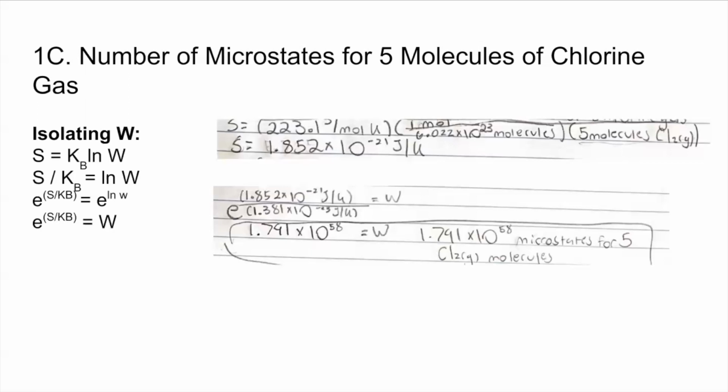To summarize, the problem asks for the number of microstates in a given system. A microstate is a unique arrangement of molecules or particles. To solve for the microstates, we used Boltzmann's equation and isolated W. Then we plugged in our S value and Boltzmann's constant to solve for a value of W.